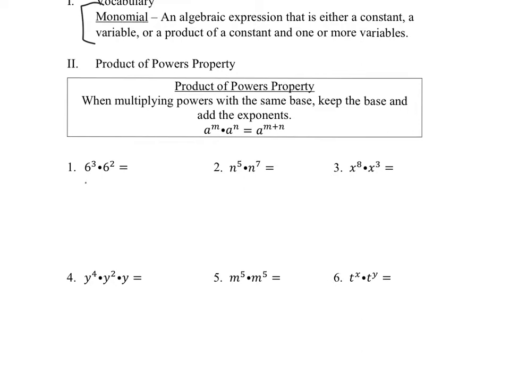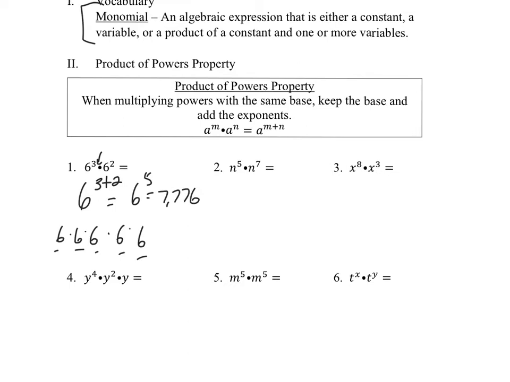If my base is the same, 6, I simply have to say, okay, well, it's 6 to the 3 plus 2, which is equal to 6 to the fifth power. The reason why this works is that if you have 6 to the third, that means you're going to take 6 times 6 times 6, and then multiply that by 6 to the second, which is another 6 times 6. You'll see you have 5 6s here. So this property makes it a little easier to multiply powers when you have the same base. All you do is take a look at it and add their exponents.